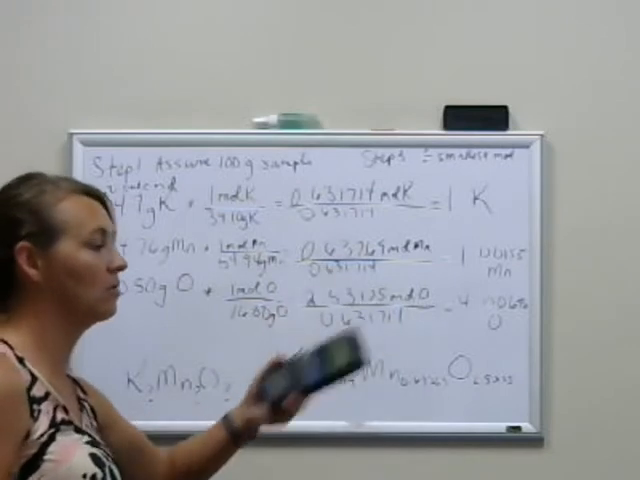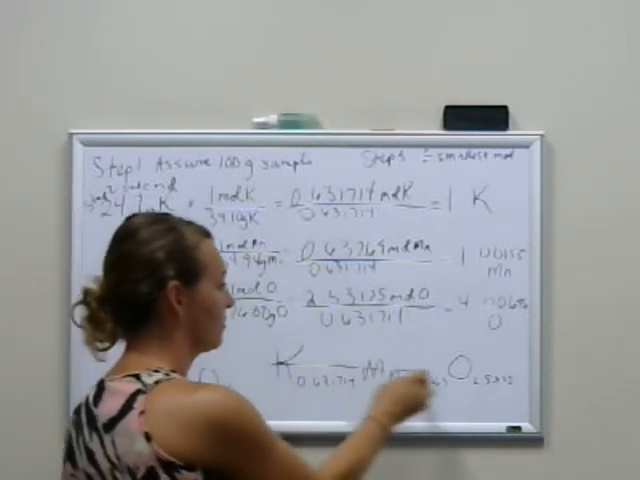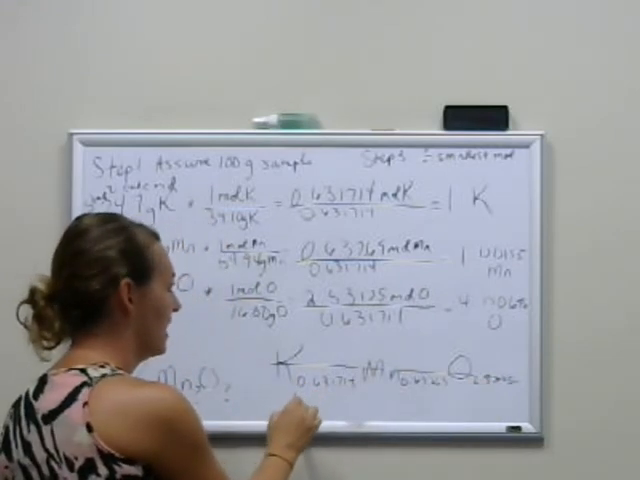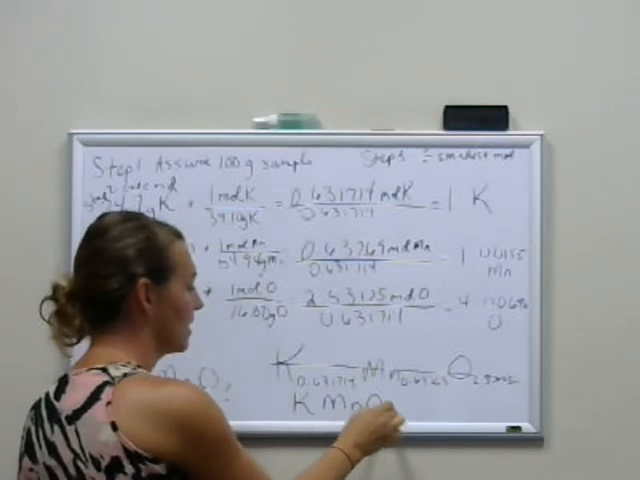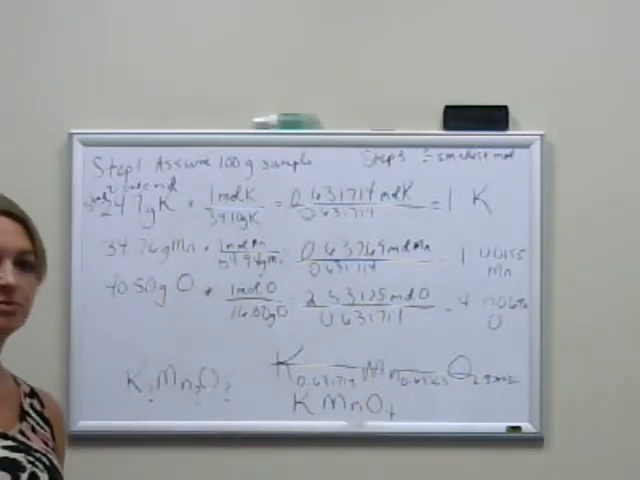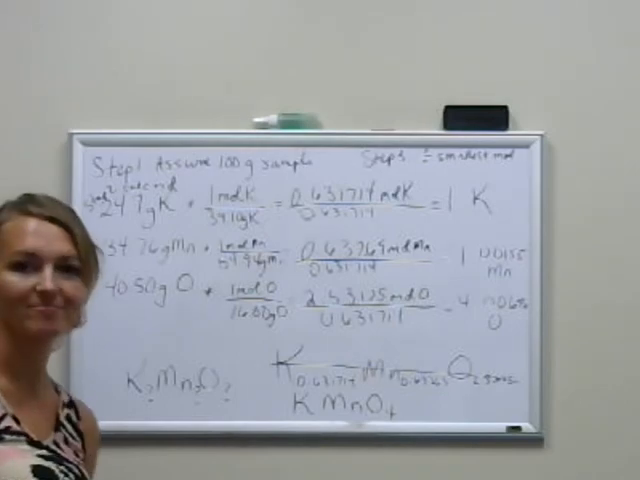For us, these are all close enough, so now we're going to round them. So instead of having this ridiculous formula that's right there, we're now going to have KMnO4, which is potassium permanganate. All right, there you go.